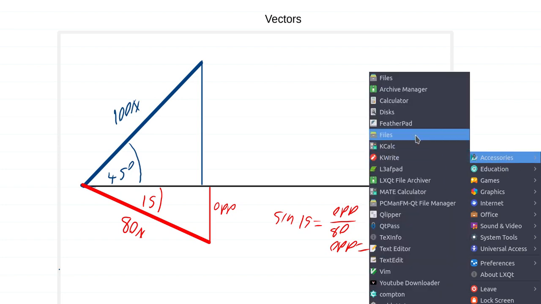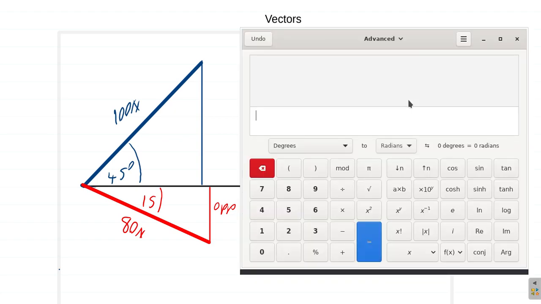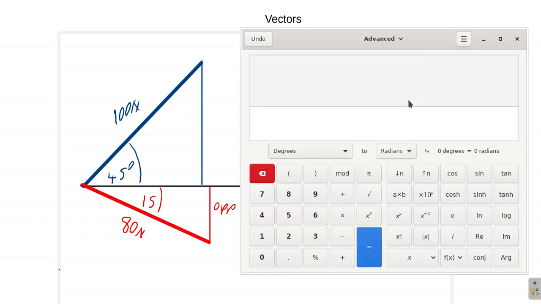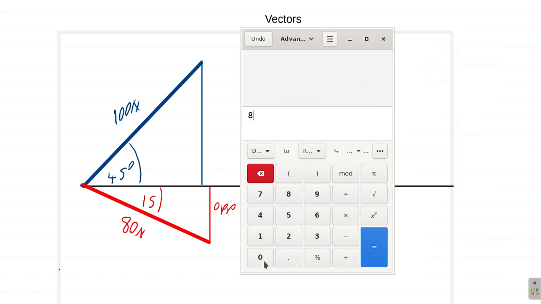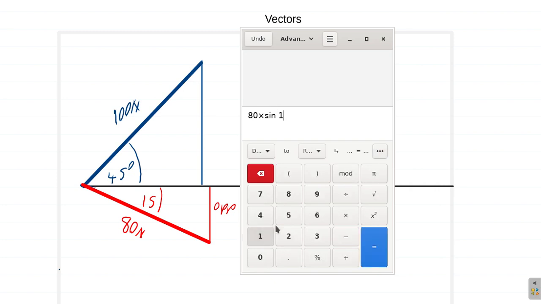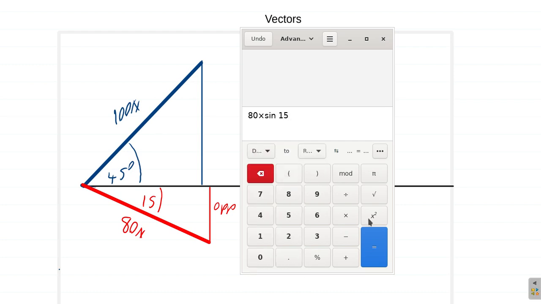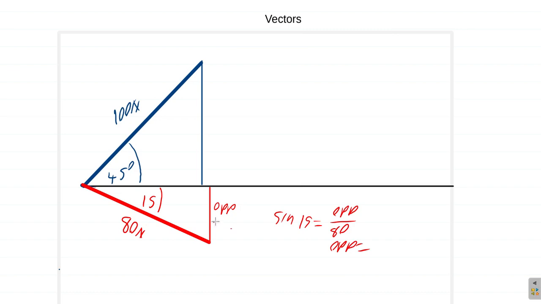We want our calculator. We have 80 times the sine of 15 degrees. Make sure it's in degrees. We have 20.7. So this is 20.7.